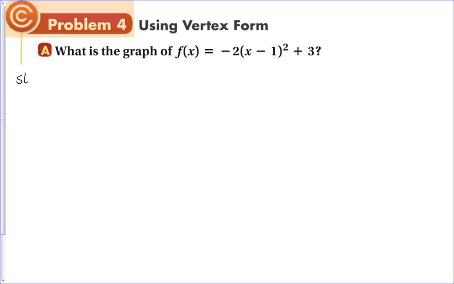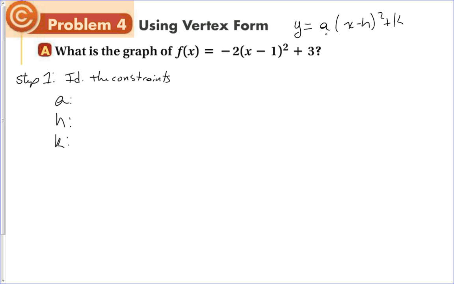So step 1, let's identify the constraints. And remember, vertex form is y equals a times x minus h squared plus k. All right, so let's find a, let's find h, and let's find k.